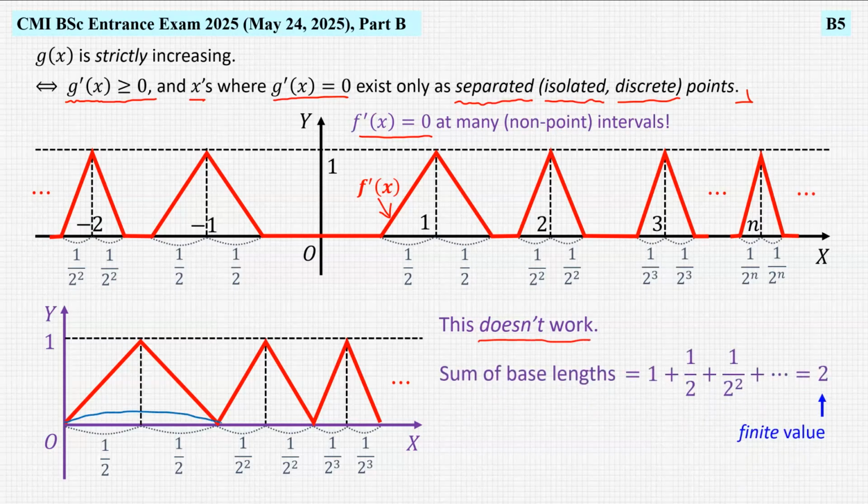We add up the base length of these triangles, we obtain the value 2, a finite value. In other words, the function constructed in this manner only has finite horizontal length, hence it cannot be extended all the way up to infinity. So we have to find another way, which I'm about to show you right now.